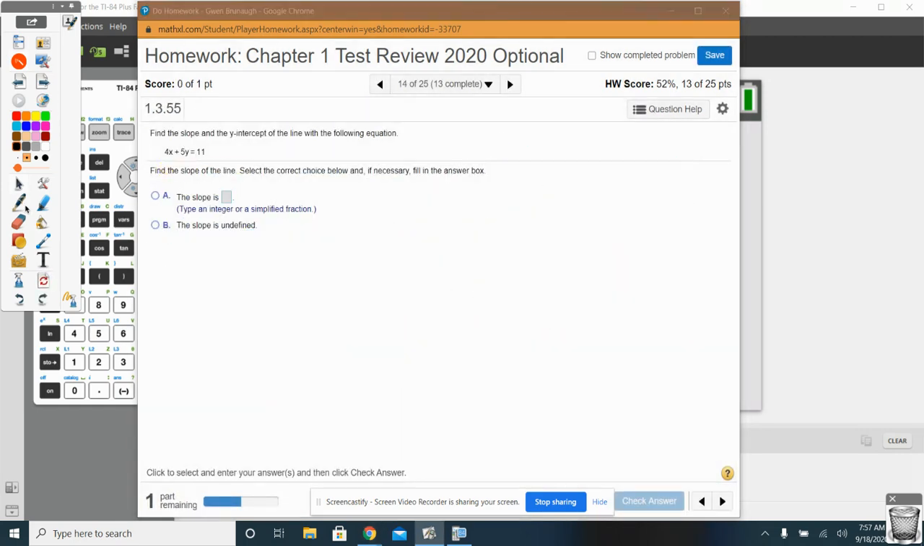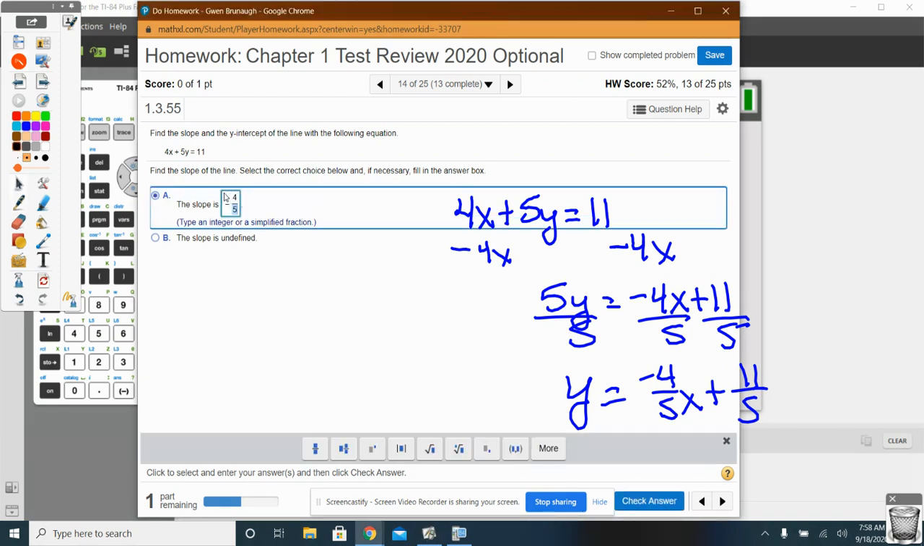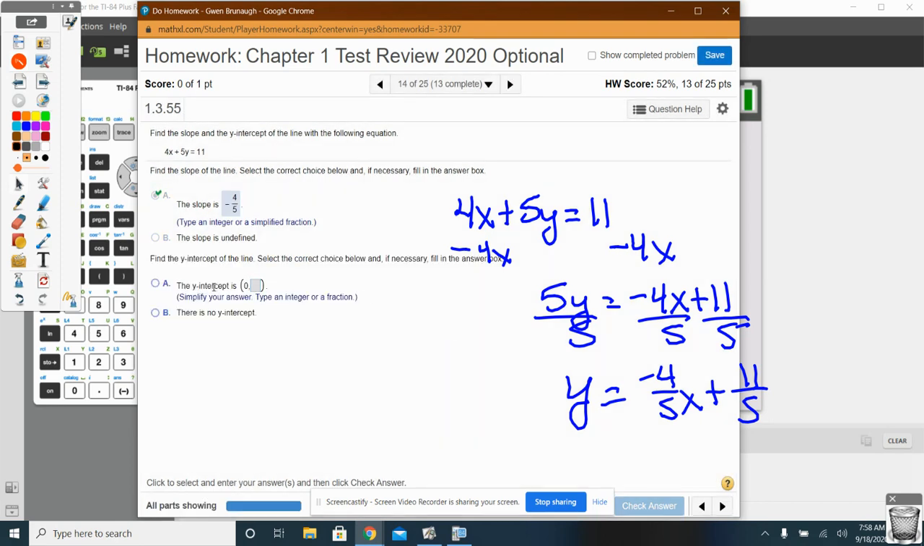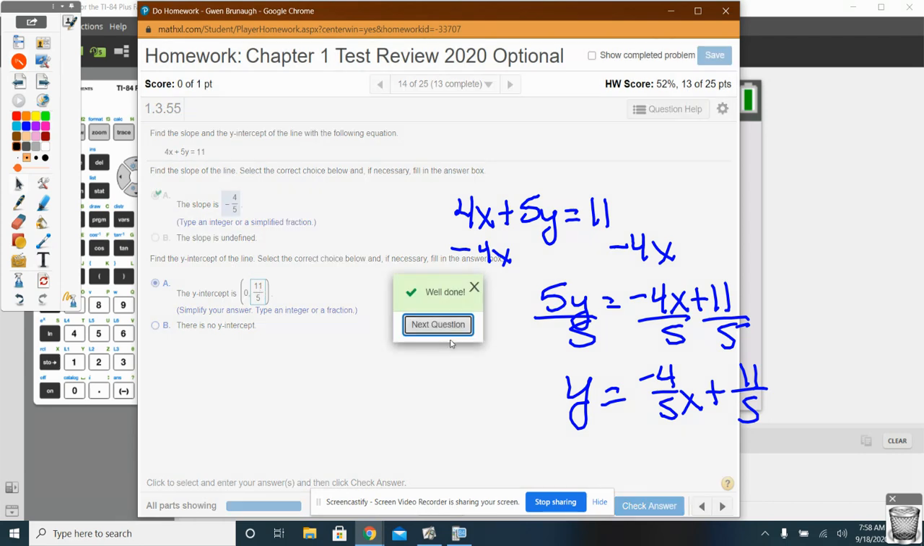Okay, let's find the slope and y-intercept of this line. That's just asking you to get y by itself. So 4x plus 5y equals 11. Get y by itself. That's 5y equals negative 4x plus 11. Divide everybody by 5, and I get y equals negative 4/5 x plus 11/5. So the slope is whatever's in front of the x, not including the x, so just the negative 4/5. And a lot of you messed up on the y-intercept. It has to be a point. They did give me the 0 here, so that helps. It's 11/5.